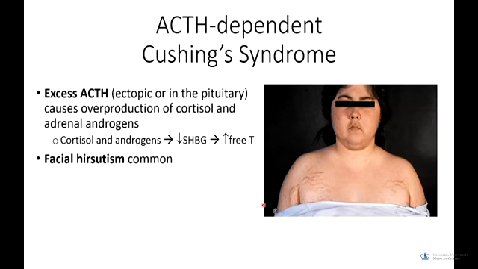Then there's ACTH-dependent Cushing syndrome. We heard about this already, that if you have excess ACTH, then you have excess production of both cortisol and adrenal androgens, and you have more free testosterone. You'll often see facial hirsutism in addition to other Cushing's symptoms that were talked about in earlier lectures.